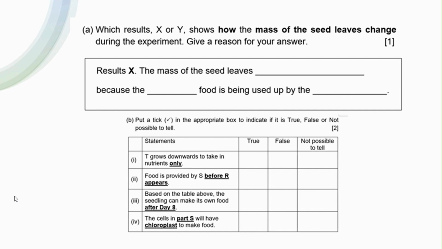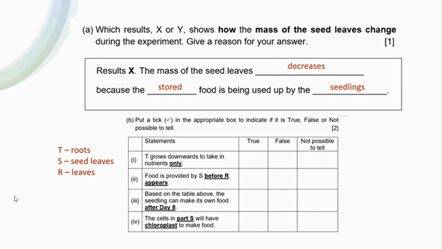Therefore, result X should be the seed leaf. The mass of the seed leaves decreases because the stored food is being used up by the seedlings. Now let's look at the next part B. Before we can answer each of these statements, we need to first be able to identify the parts of the plant. Part T is the roots, part S is the seed leaves, part R are the leaves.